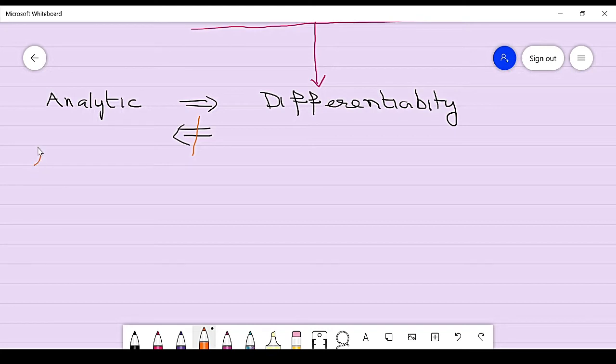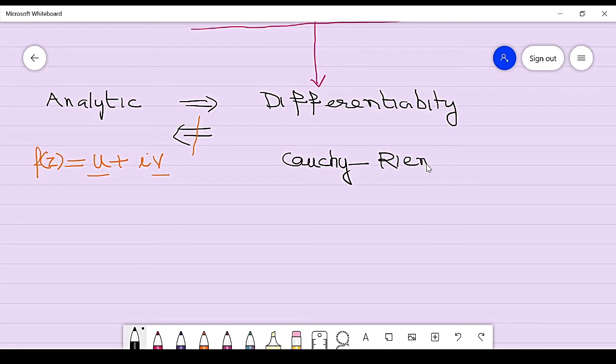Suppose this is some function f(z) in complex form, so it is u plus iota v. This is the real part, this is the imaginary part. If this function is analytic, then it implies u and v satisfy the Cauchy-Riemann condition. What is the Cauchy-Riemann condition?